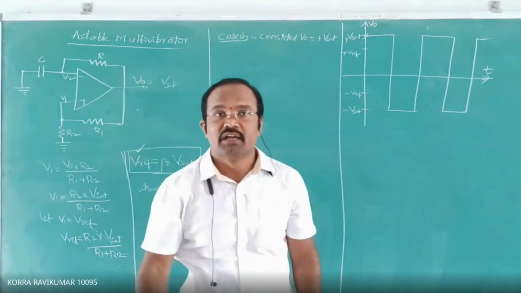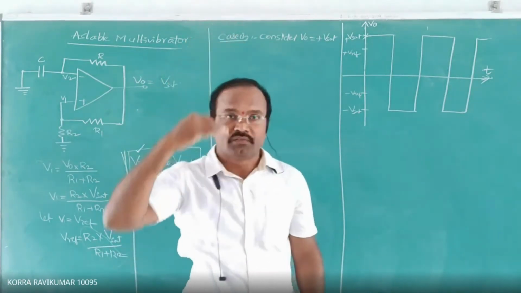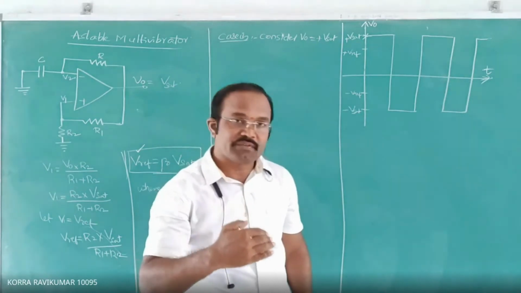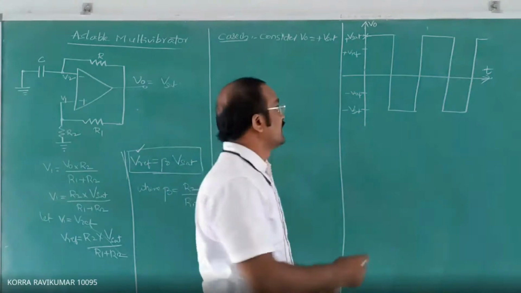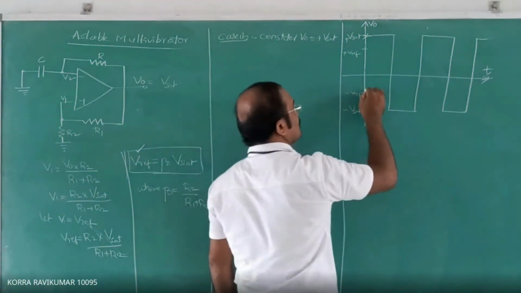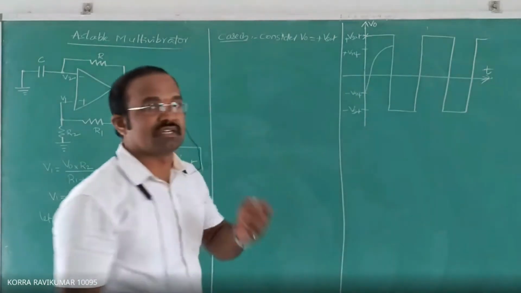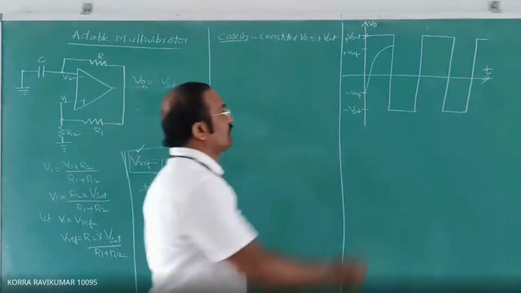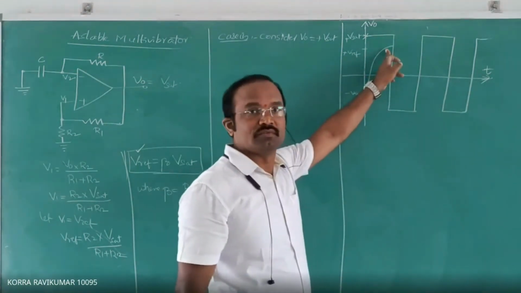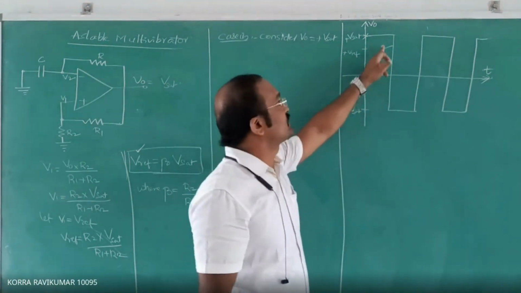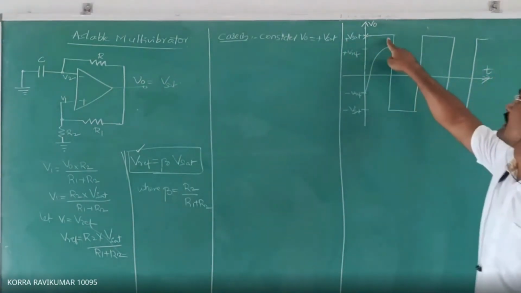Simply we can say that from its initial value to its final value, or from 10% of its minimum value to 90% of its maximum value. The capacitor charges gradually like this, from its initial value to its final value, or 90% of its maximum value. Here the maximum value is plus V saturation.